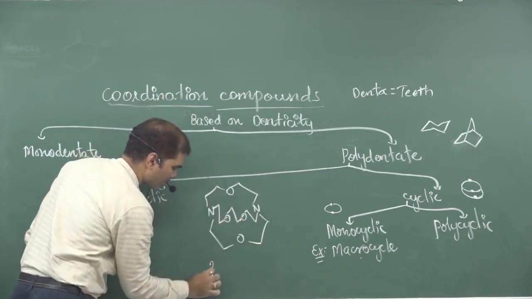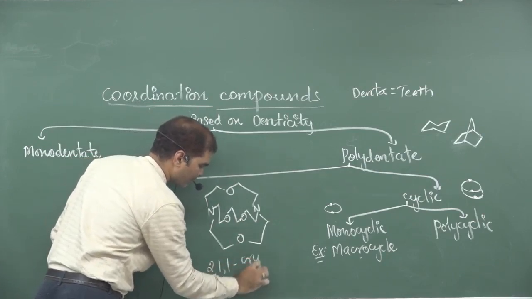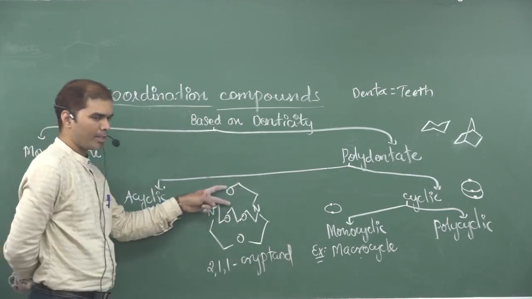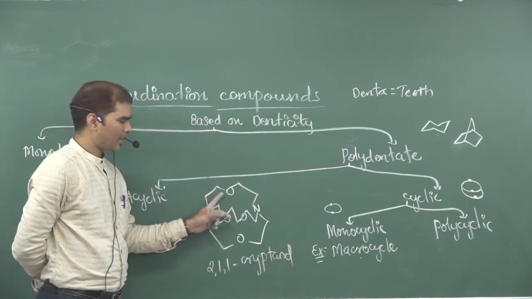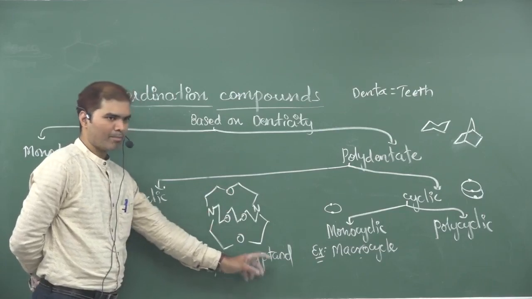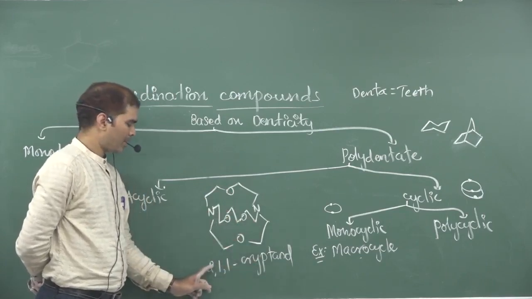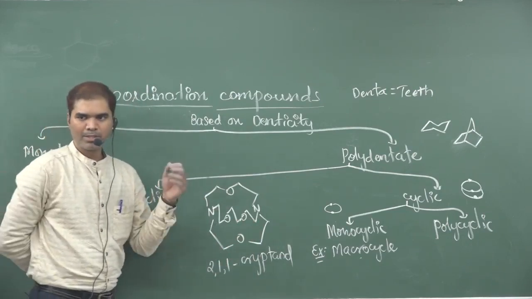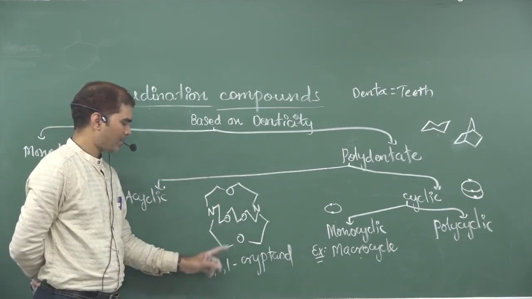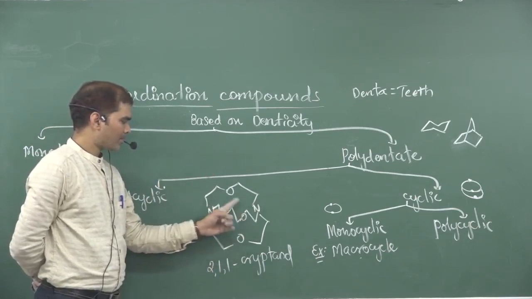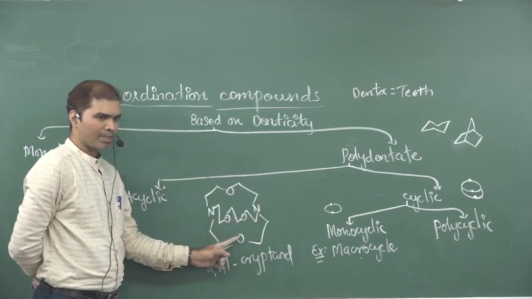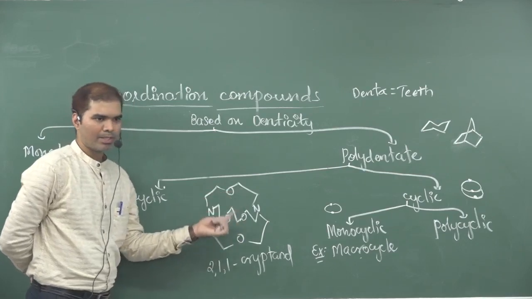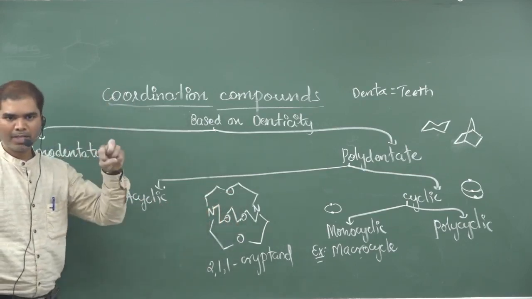This is called 2-1-1 cryptand. In this case, you have more than one cycle. Therefore, this comes under cryptand, cryptate ligands. So how do you number them? 2-1-1, or it could be 1-1-2, or it could be 1-2-1, but you have to name it as 2-1-1, the larger number first. Between the two nitrogens, two oxygens, one oxygen, one oxygen are present. So we are starting with the bigger number 2, 1 and 1. You call it a 2-1-1 cryptand or a cryptate ligand.